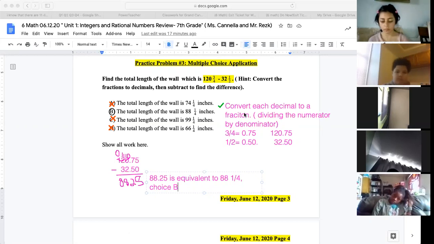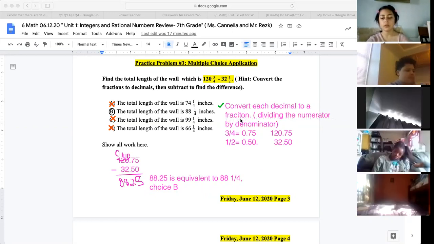Oh, I spelled fraction wrong. It's F-R-A-C-T-I-O-N, not I-T. It's T-I-O-N. I don't know if it's going to let me correct it. Anyways, we're going to erase this now. We're going to move on now to the next question.